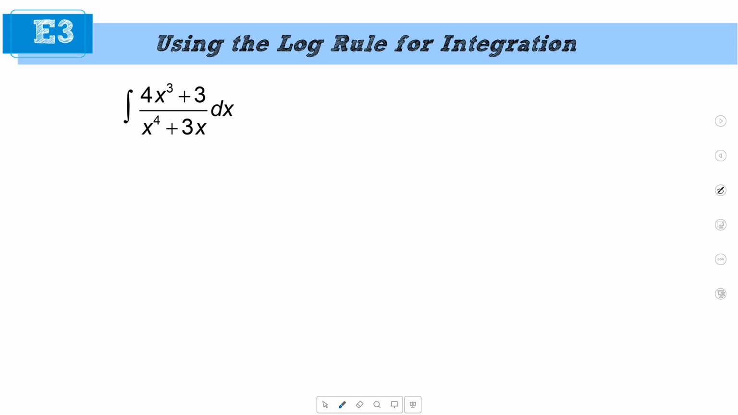Conrad, do tell. The top is the derivative of the bottom. Ooh, very nice. Therefore? Or was that it? Your thought? No, that's all I got. Right, mic drop.